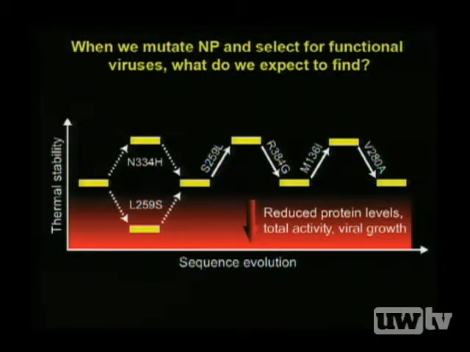On the other hand, if a mutation decreases the stability of this protein, it's going to go down in frequency, because that mutation will tend to be bad for the virus, and it will only survive if it gets lucky and happens at the same time as a stabilizing mutation.